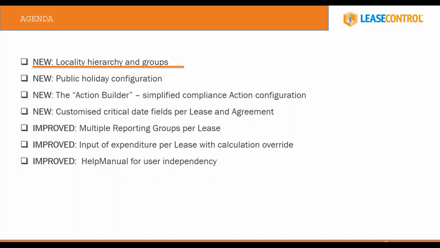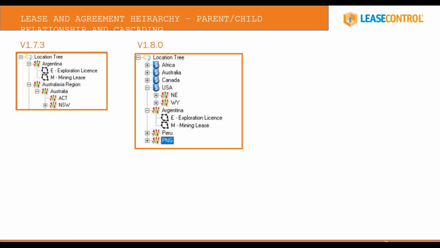We're going to start with the restructured locality hierarchy and the introduction of configuration groups. Being able to configure the different classes of titles and agreements independently of others is a key feature of the LeaseControl system. Building on this, to enhance your experience, we've implemented better intuition. First, you can configure your actions and public holidays, which we'll speak about shortly, in any of the objects within the hierarchy.